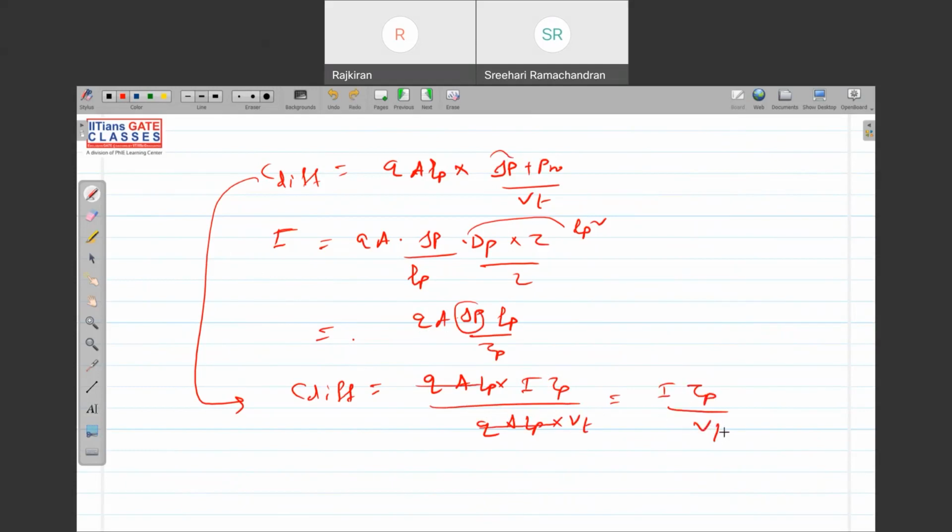Fine. So this is my diffusion capacitance, which is proportional to the current that is flowing. And it will be significant in forward bias. In reverse bias, it will be very small. Right or not?